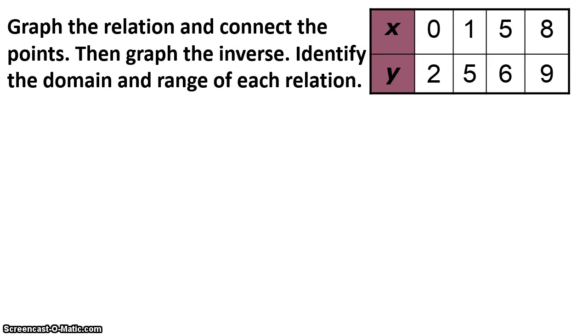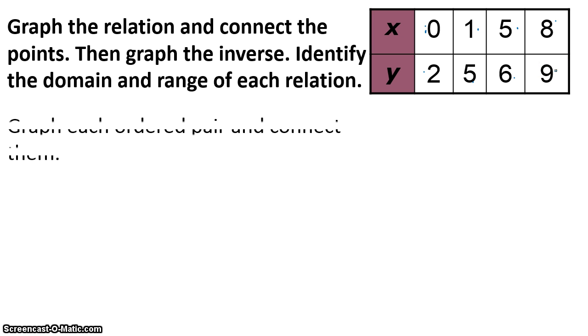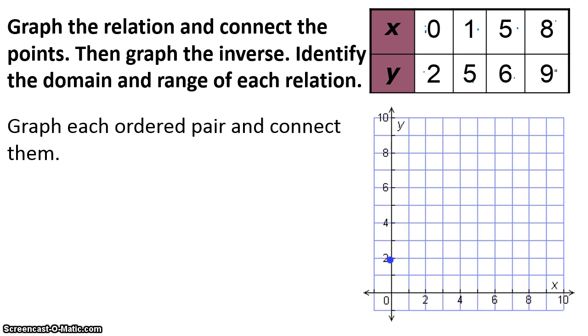So here we have a relation over here at our table. We have points (0, 2), (1, 5), (5, 6), and (8, 9). Okay, first thing we're going to do is graph those points. So let's do that real quick. And then we're going to connect them. So the (0, 2), the (1, 5), the (5, 6), and the (8, 9), and then we connect them.